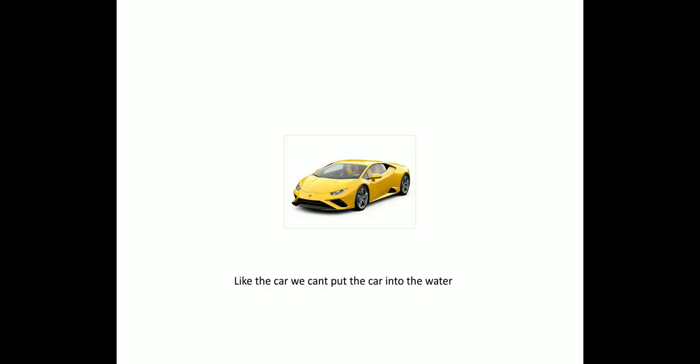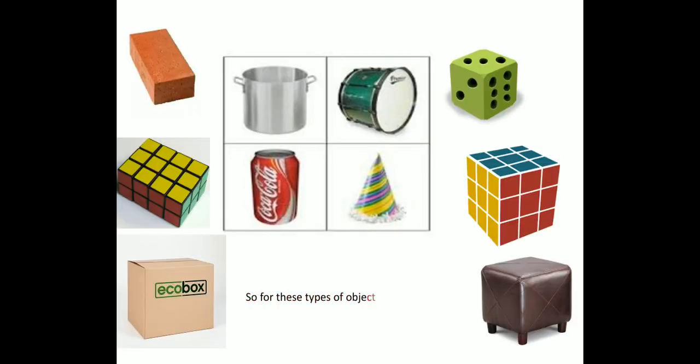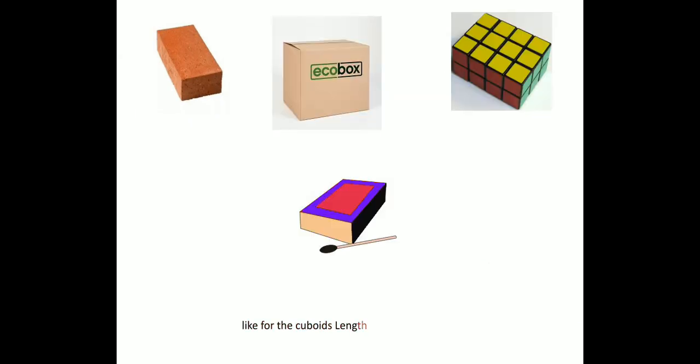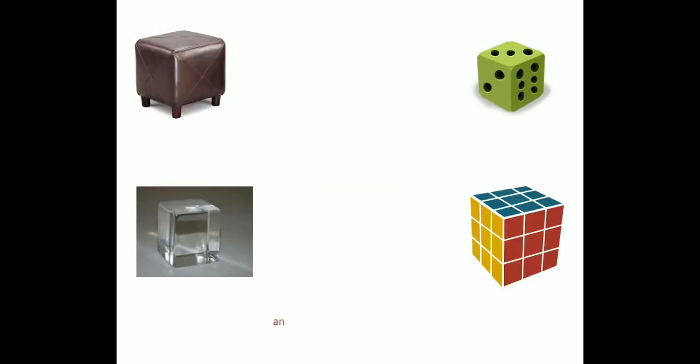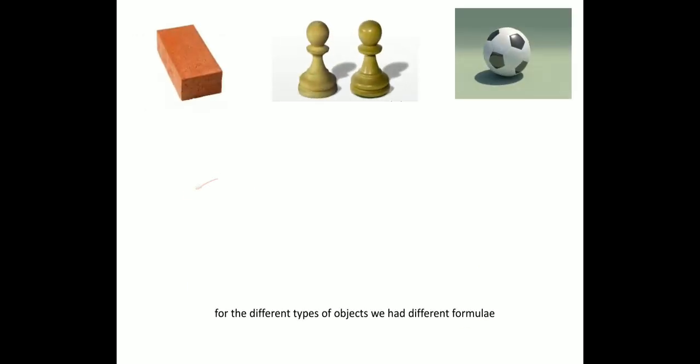This is one method, but for large objects we can't find the volume by this method. Like a car, we can't put the car into the water. For these types of objects we have different formulae, like for a cuboid, length into breadth into height. For cubic objects, side into side into side. For different objects we have different formulae.